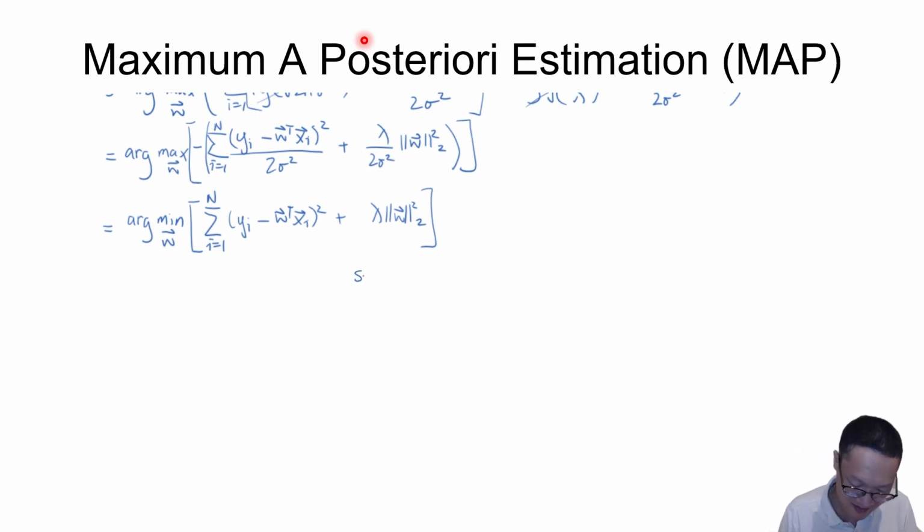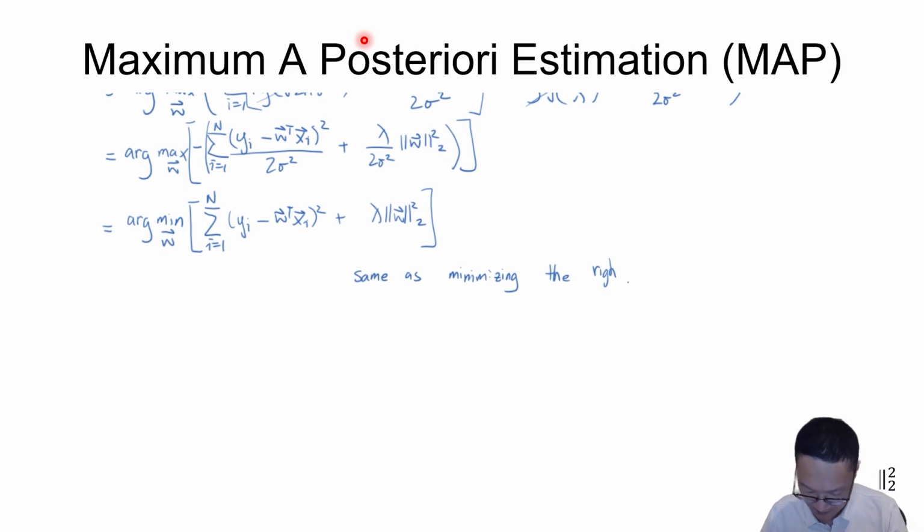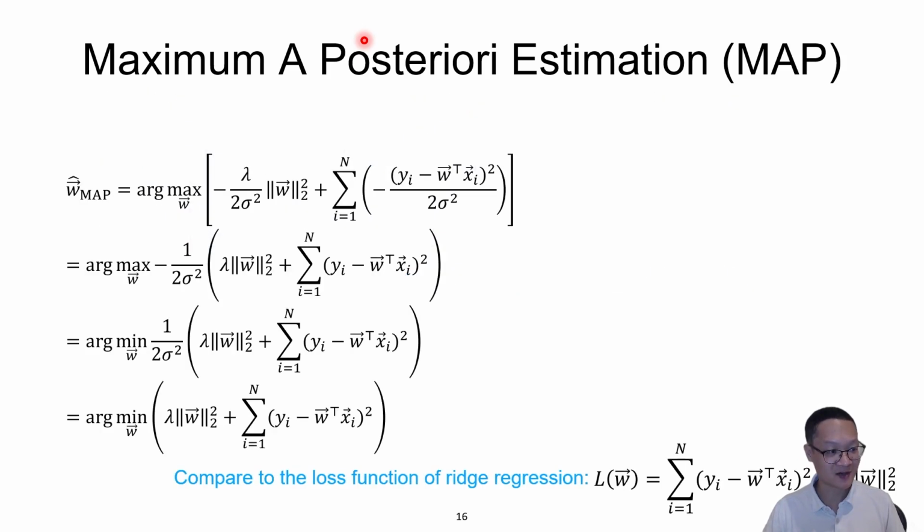This is actually the same as minimizing the ridge regression loss. Okay, so that's kind of interesting as well. So by introducing a prior distribution, where we're kind of saying that the distribution should be zero mean. Okay, let's go back to the notes.